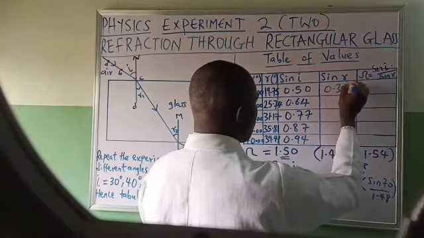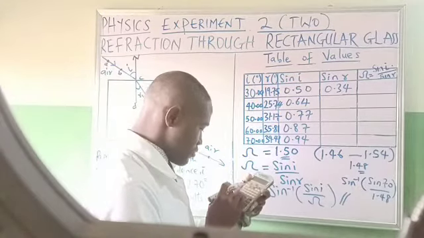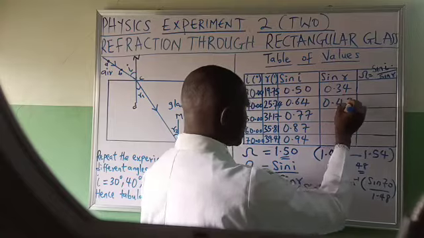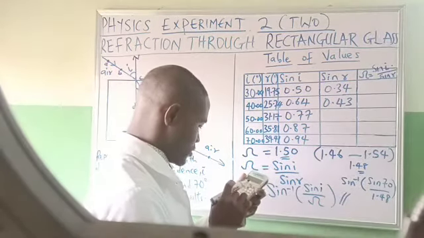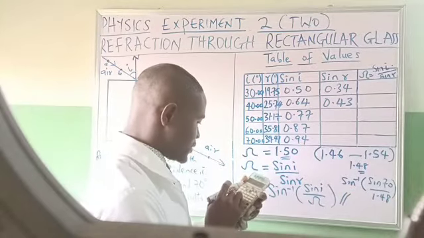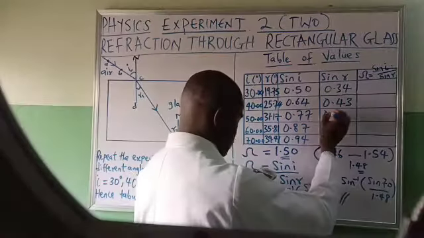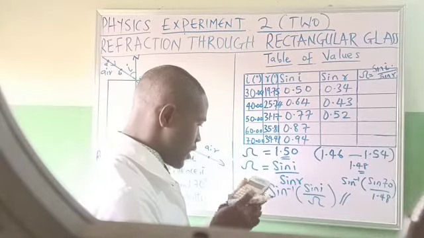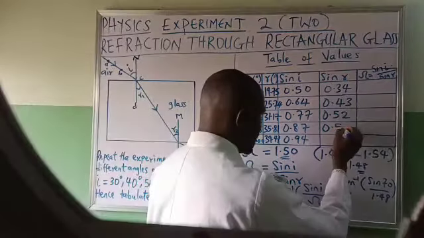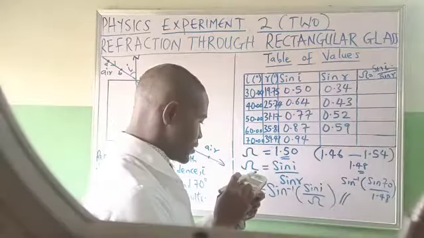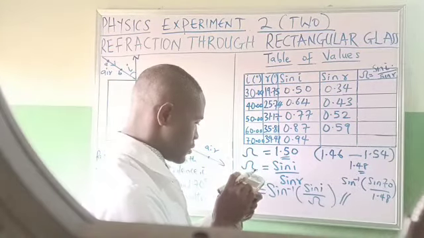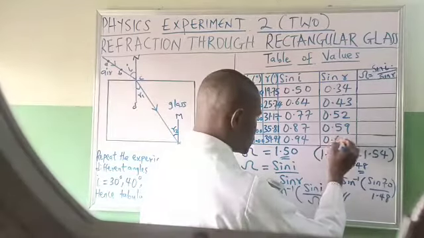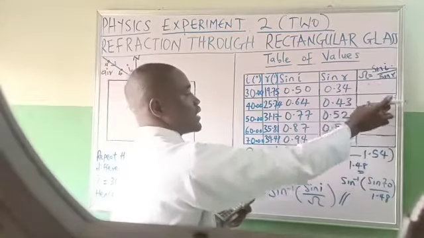Sine 19.75 is 0.34. Sine 25.74 is 0.43. Sine 31.17 is 0.52. Sine 35.81 is 0.59. Sine 39.41 is 0.63.